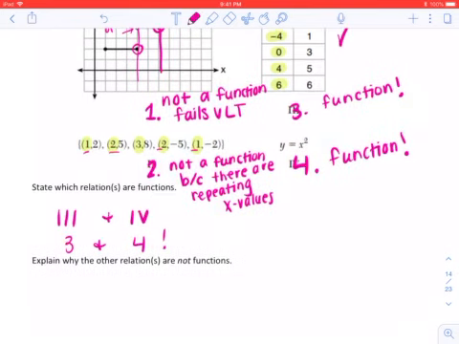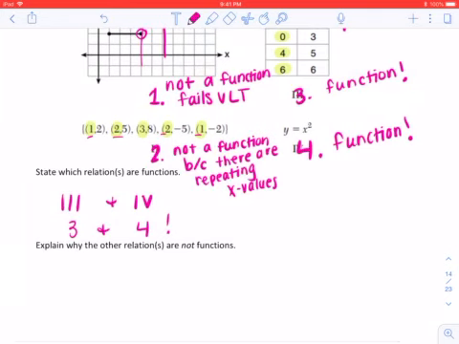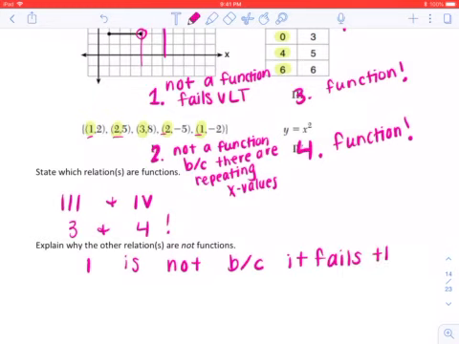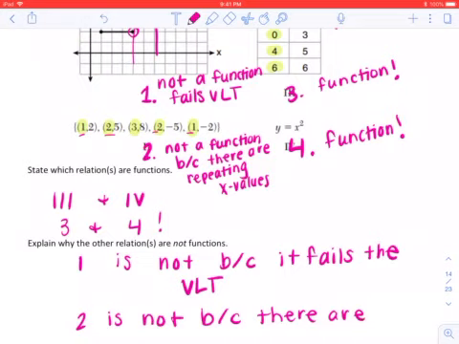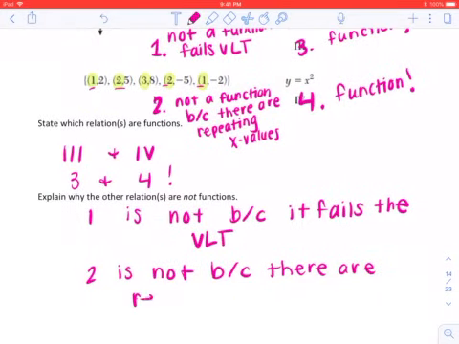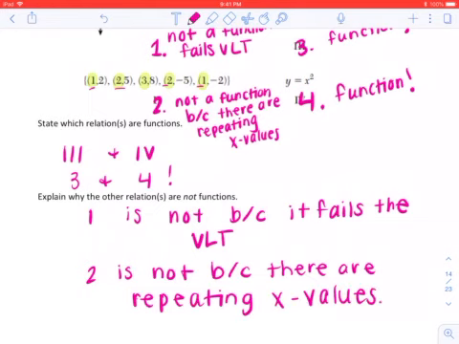And then it says, explain why the others are not functions. Well, we wrote it up here. 1 is not because it fails the VLT. 2 is not because there are repeating x values. And that's it.